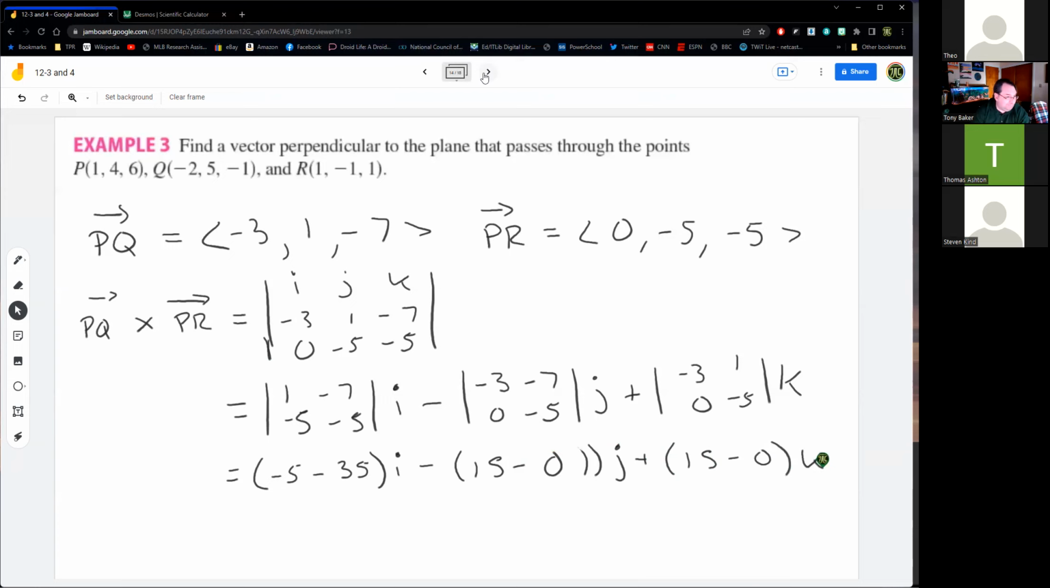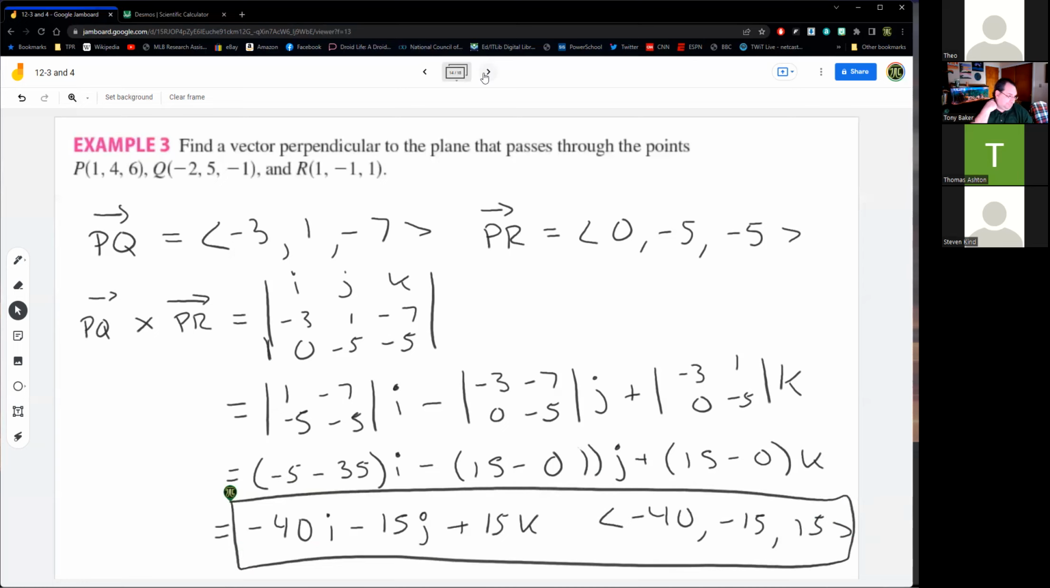Okay. So I've got negative 40i minus 15j plus 15k, or negative 40, negative 15, 15. So that's my cross product. So that vector right there is perpendicular to the plane passing through those 3 points.